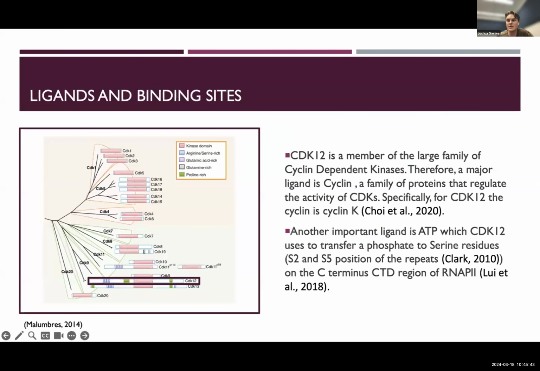For ligands, CDK12 is a member of the large family of cyclin-dependent kinases. So a large ligand is cyclin, specifically cyclin K for CDK12. Another important ligand is ATP, which is used to transfer phosphate to the S2 and S5 positions of the CTD repeats on the C terminus of RNA polymerase 2. As you can see, there's a lot of different CDKs.